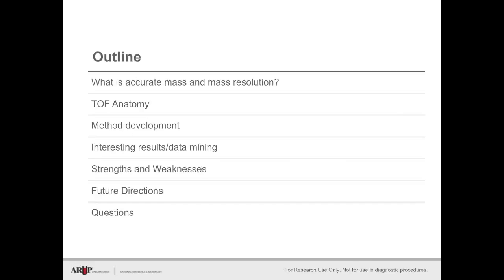Here's a brief outline of my talk. First, we will discuss what accurate mass is and what mass resolution is. We'll talk a little bit about time-of-flight mass spec anatomy. I'll talk about method development, some interesting results in data mining, the strengths and weaknesses of the instrument, some future directions, and then I will open it up for questions.